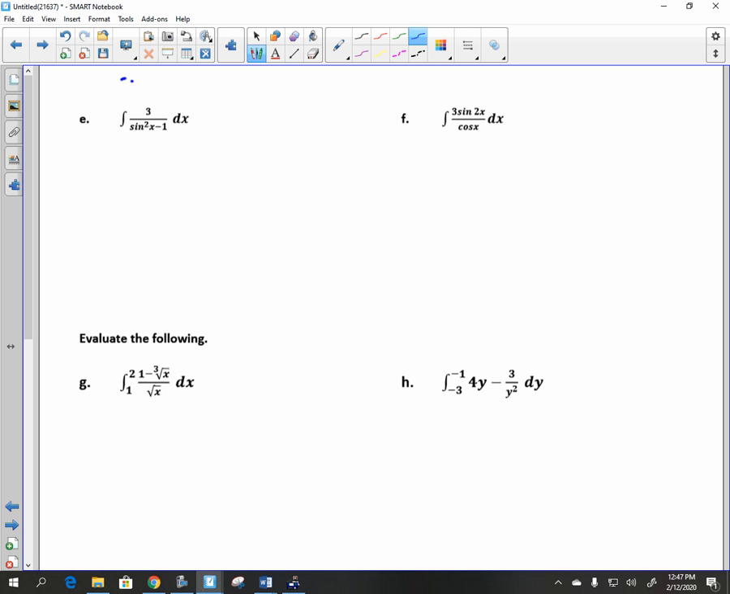Instead of sine squared minus 1, what can I put in its place? Close. Notice, if I want to make that look like that, I would subtract 1 from both sides. I would have a sine squared of x minus 1, and I would subtract a cosine squared from both sides. So Riker was correct. We said cosine squared. We just want it negative. So this becomes the integral of 3 over negative cosine squared of x dx.